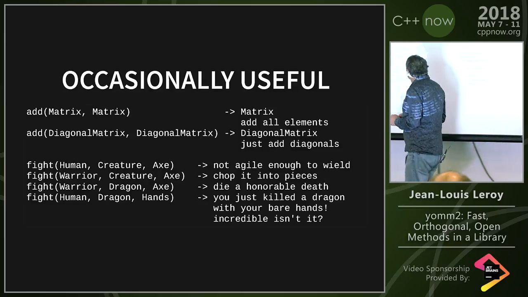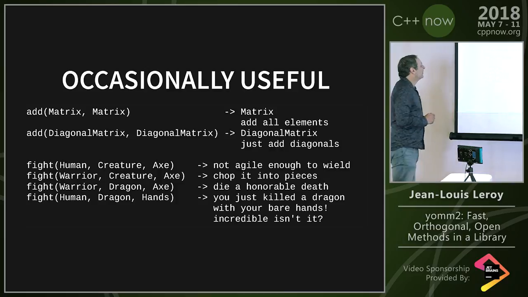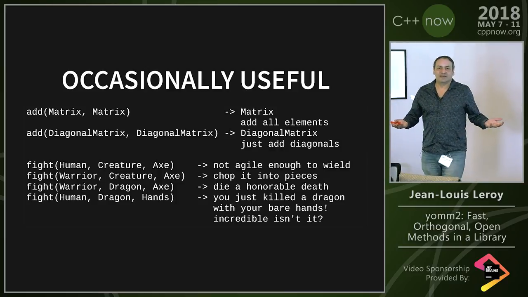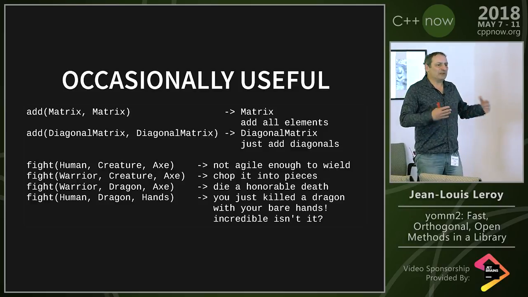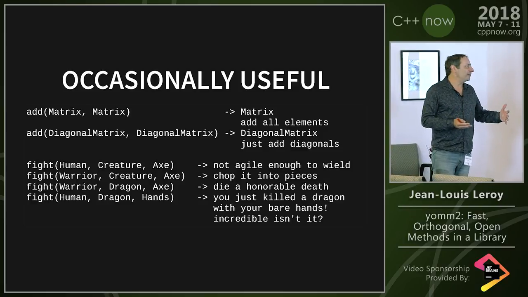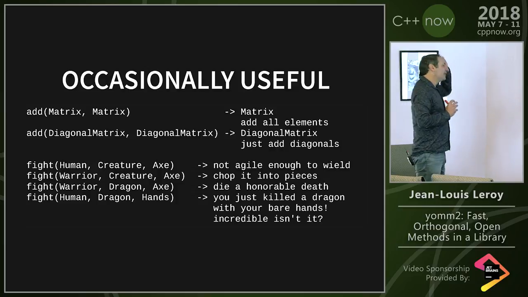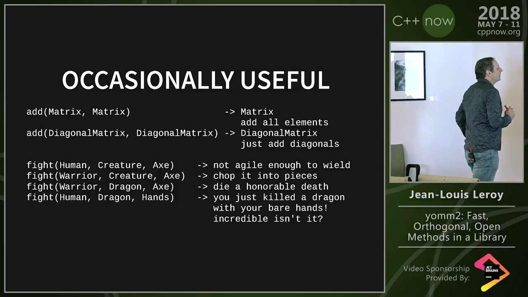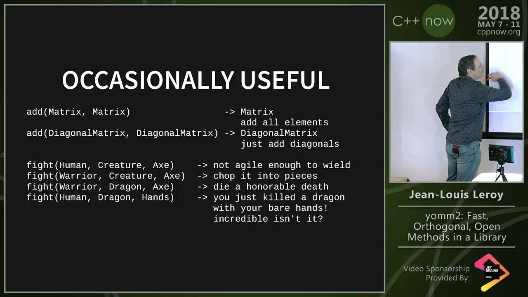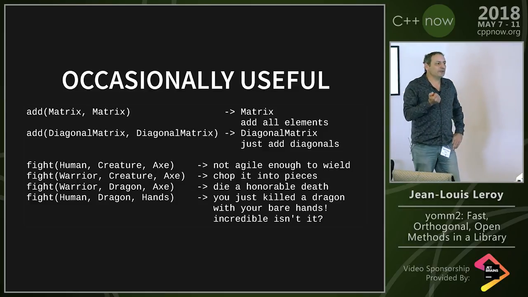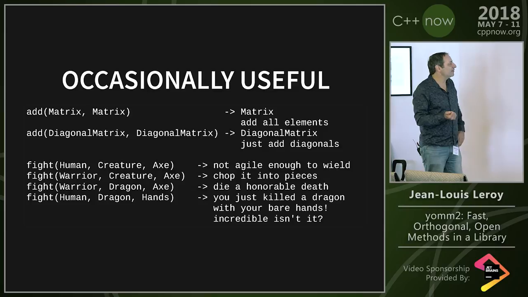So a classical example is matrix arithmetic. If you want to add two matrices, and matrices come in different subtypes. You have dense matrices, diagonal matrices, tridiagonal, sparse, symmetrical, square, and so on and so forth. If you add two matrices, you really want to take the dynamic type of the two arguments into consideration.